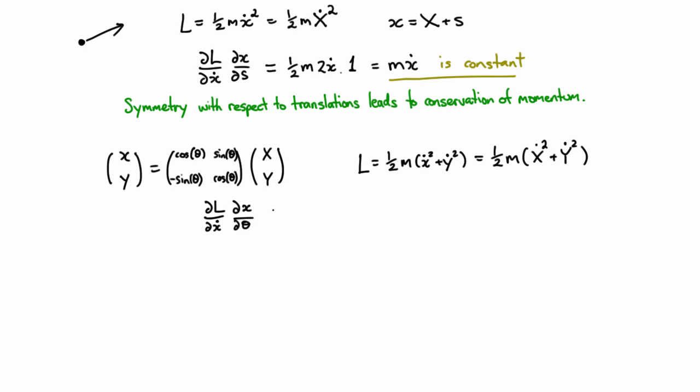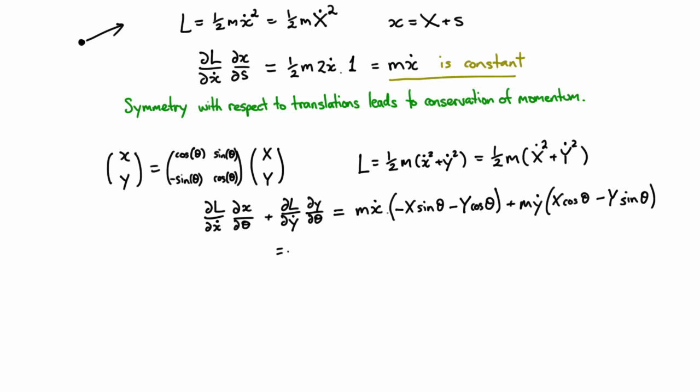This time our variable is theta rather than s. And this time we have two terms in our conserved quantity because we have two variables. And we can expand that out. And if we examine that for a moment, we might recognize that as, in fact, the z component of the angular momentum. And so Noether's theorem has given us a second principle, which is that symmetry with respect to rotations gives us conservation of angular momentum.